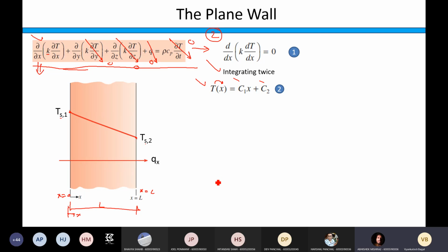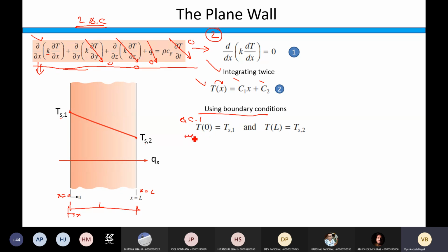Now your job is to find out these constants C1 and C2. You need two boundary conditions to do this, right? Those two boundary conditions are here. So first boundary condition, call this boundary condition 1: at x equal to 0, this temperature T is equal to Ts1. And the second boundary condition, at x equal to L, this temperature is given as Ts2. These two boundary conditions we will use, right?